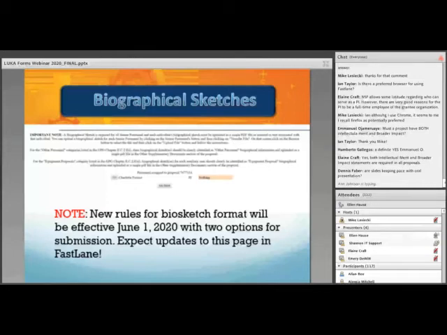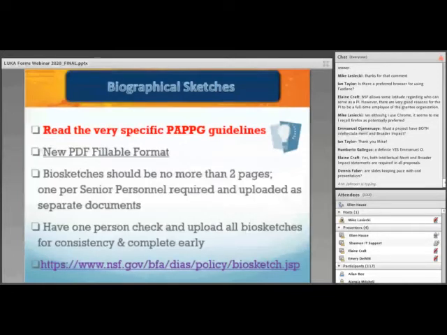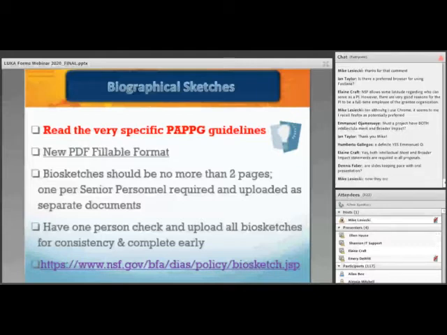So NSF has a new fillable PDF, which is the template for the bio sketch. And this can be completed and uploaded into Fastlane. Again, there are very specific guidelines of what goes into a bio sketch. They should be no more than 2 pages. Again, 1 per senior personnel, and it's uploaded as a separate document.